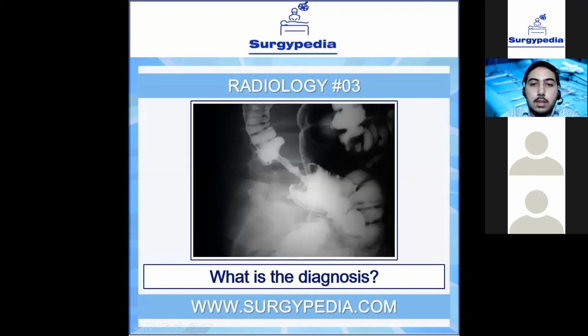Next, this is number 3. So what is the diagnosis? Okay, so we only got one answer and it's absolutely correct. This is CA colon, and this finding here is known as apple core deformity.